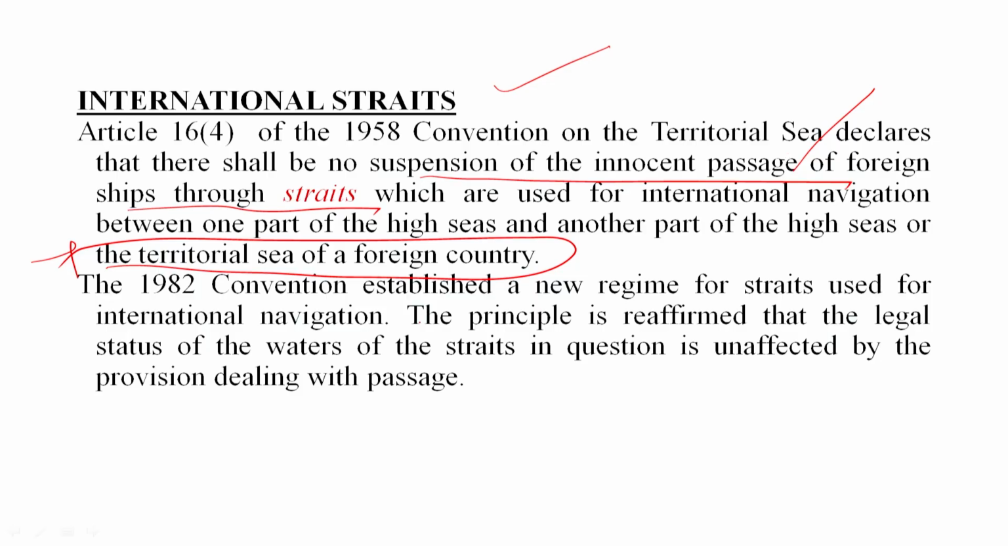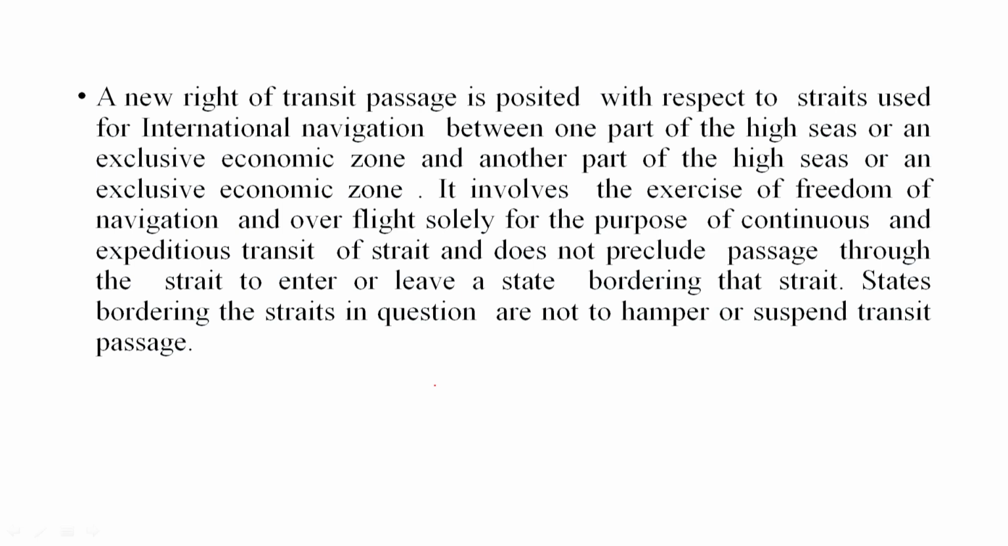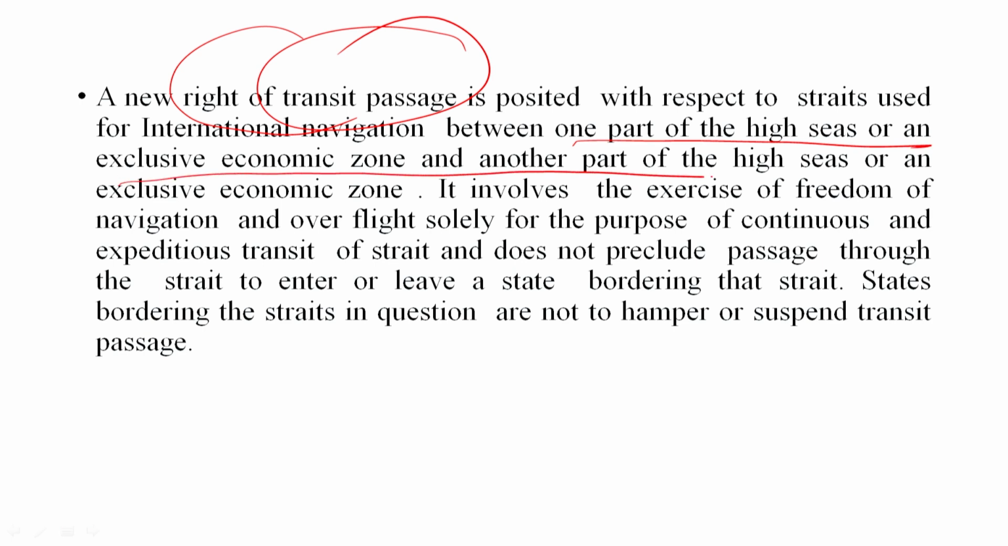The 1982 Convention established a new regime for straits used for international navigation. The principle is reaffirmed that the legal status of the waters of the strait in question is unaffected by the provisions dealing with passage. A new right of transit passage is posited with respect to straits used for international navigation between one part of the high sea or an exclusive economic zone and another part of the high sea.